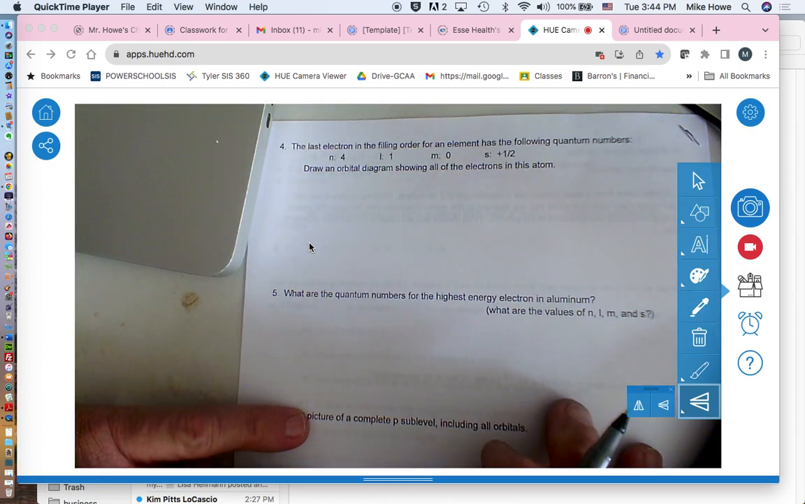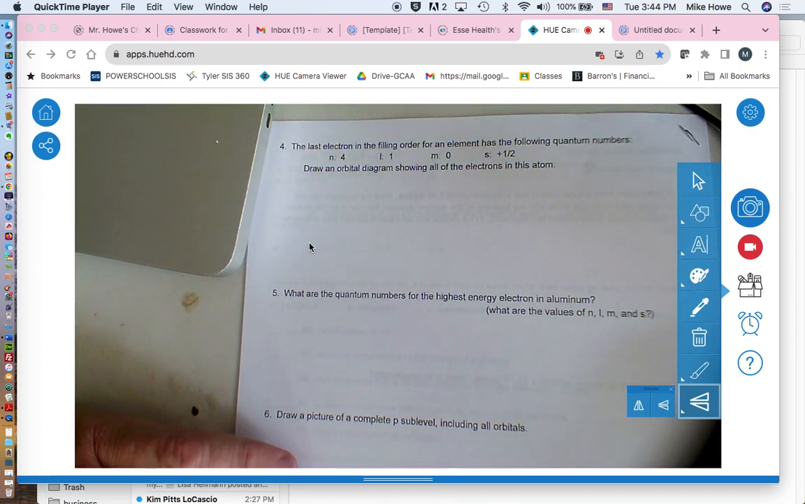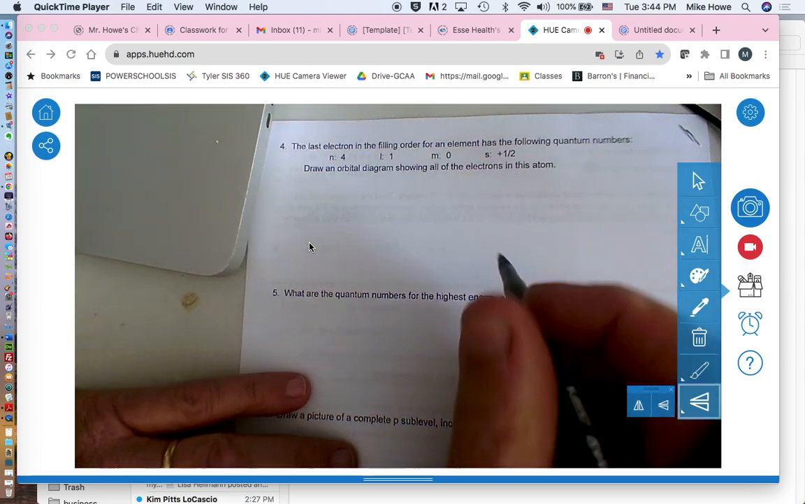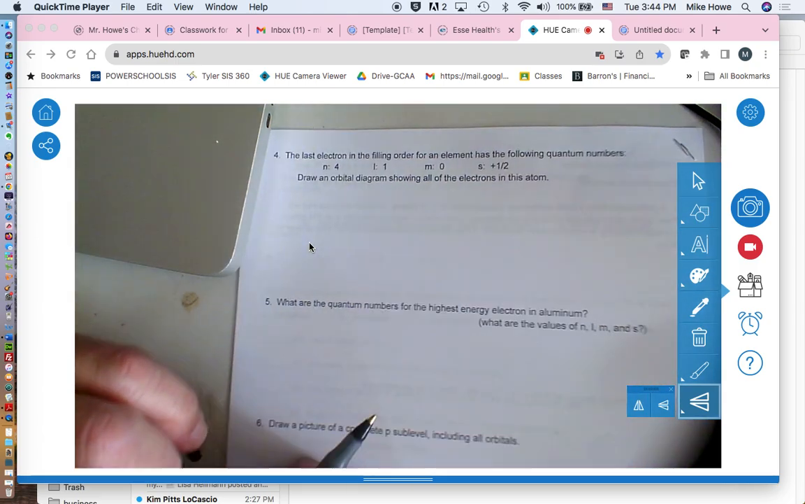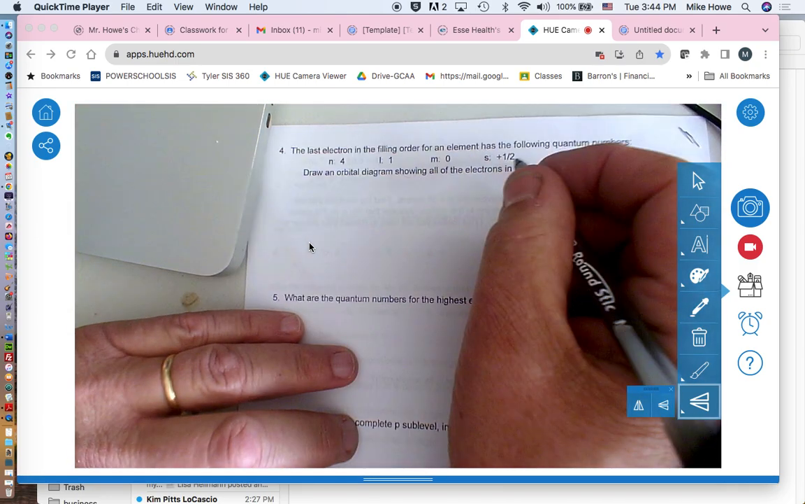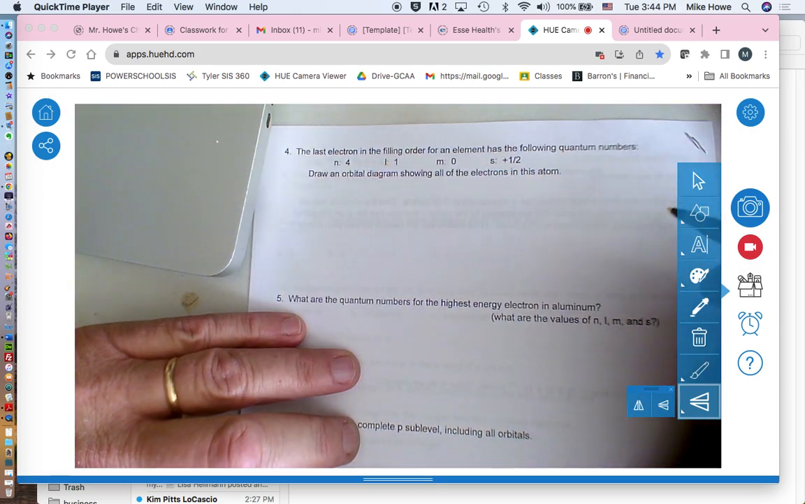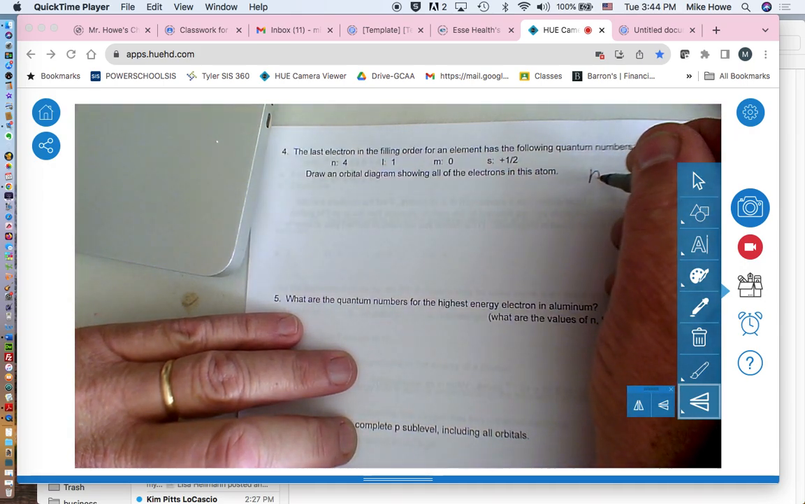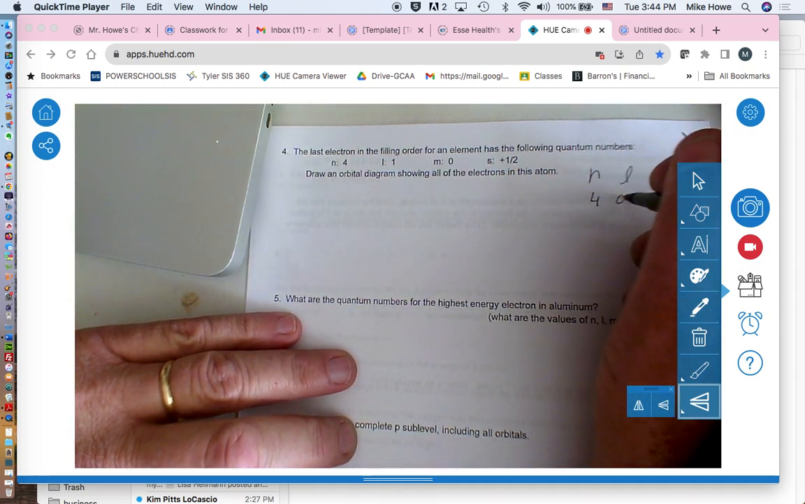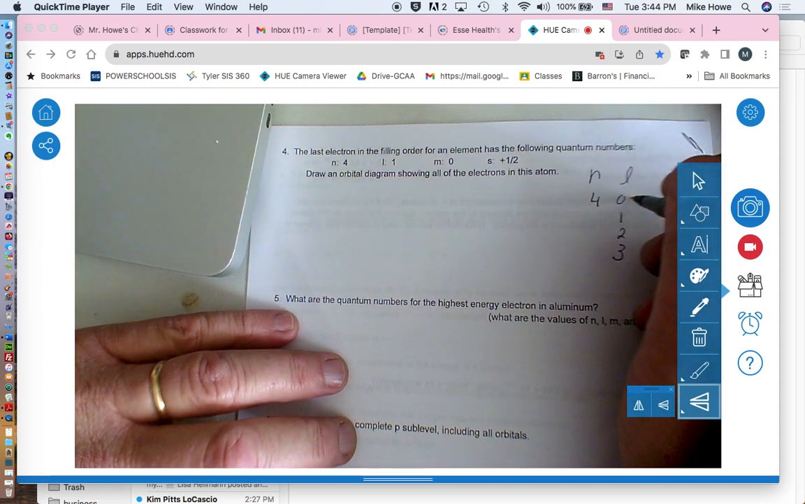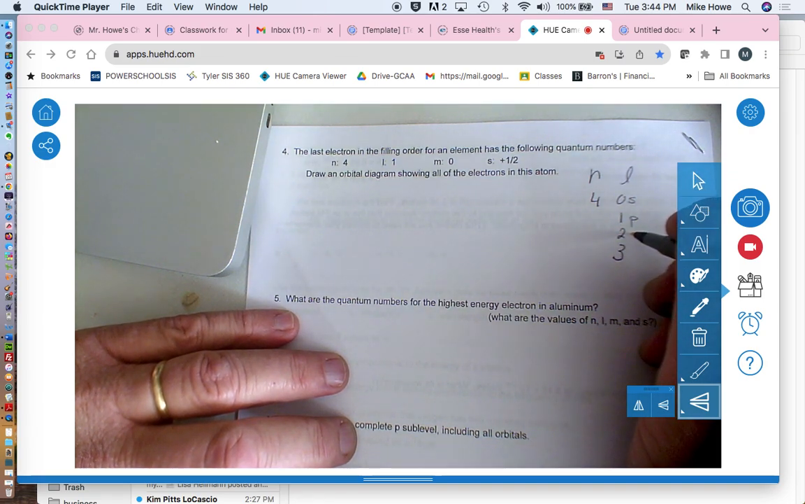So this is the last page of the practice test that I didn't put in my initial videos. Here we go. The last electron in the filling order for an element has these quantum numbers. So n equals 4. Let me remind you that if n equals 4, l can be 0, 1, 2, or 3. Remember we called l equals 0 an s sublevel, l equals 1 a p sublevel, l equals 2 was called d, and l equals 3 was called f.